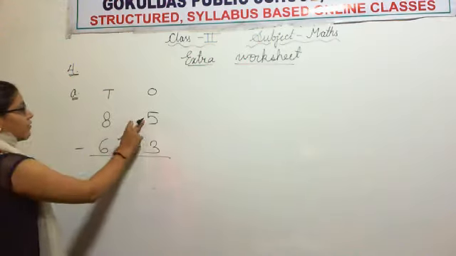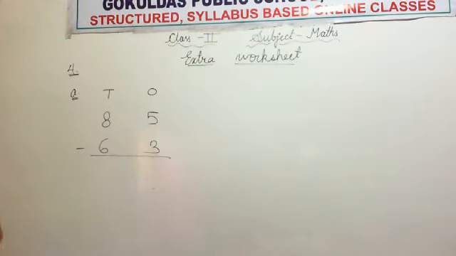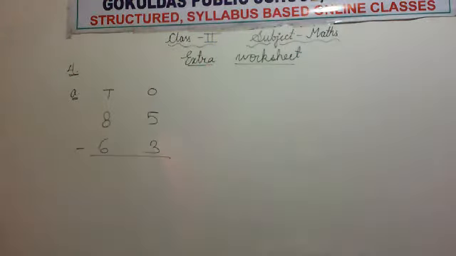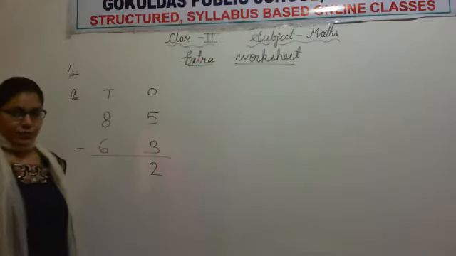So starting from the ones place, 5 minus 3. All of you open 5 fingers. Now minus 3 is there. So close 3 fingers out of those 5. Now count the remaining fingers. How many fingers are left? Very good. 2 fingers are left there. So let's write the number 2.